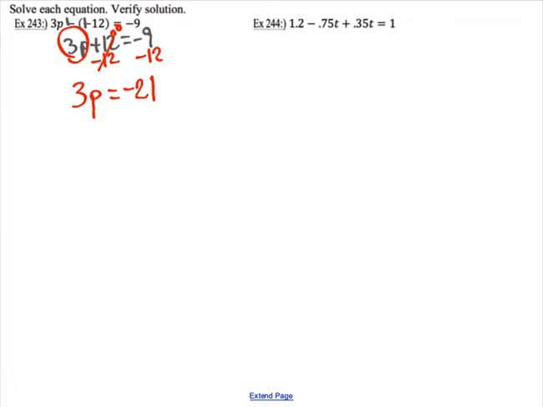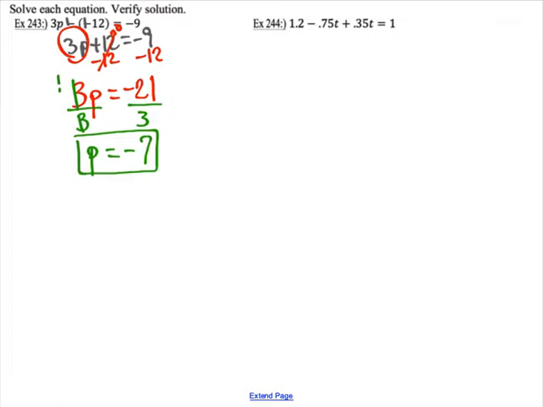Next, we need to make the term have a coefficient of 1. To get rid of the 3 and make it a 1, we need to divide by 3. And this makes 1p. Negative 21 divided by 3 is negative 7. p equals negative 7 is our solution.